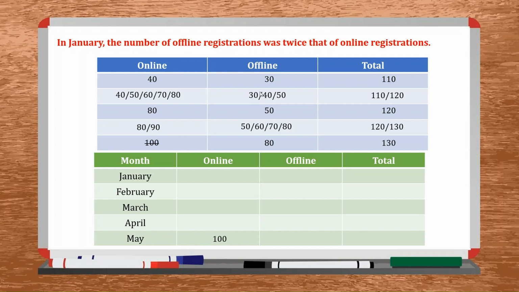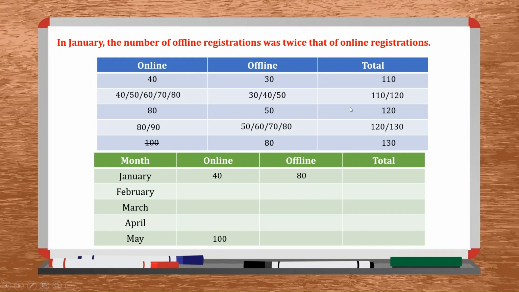Now, the next information that I have is that in January, the offline registration is twice the online registration. The minimum number in the set of online is 40. If I take the value of 40, then the corresponding offline value is twice, 80, which is possible. But if I go beyond 40, let us say 50, then I don't have 100 in offline. Therefore, I'll have to place 40 in January for online and 80 for offline.